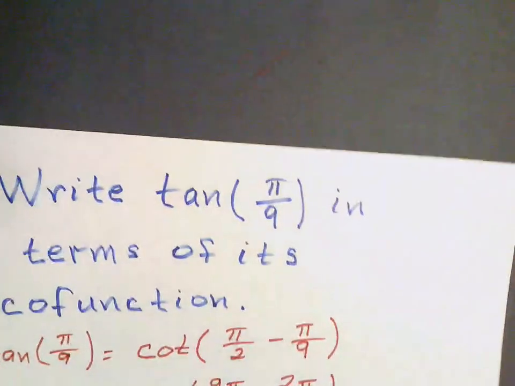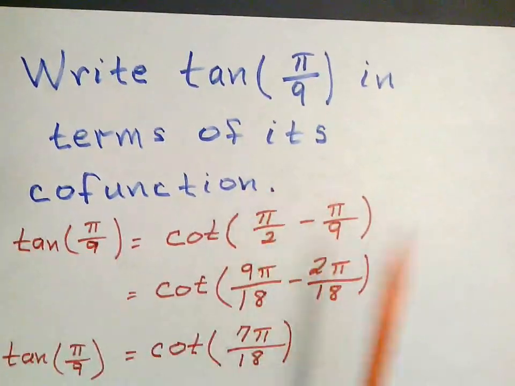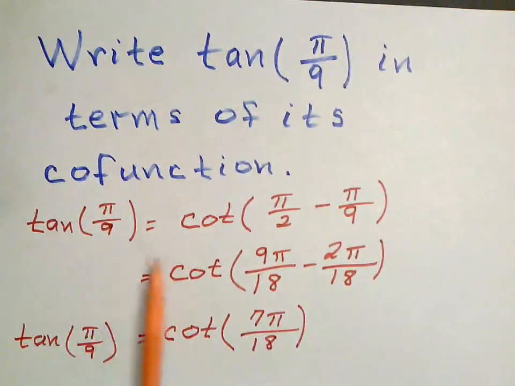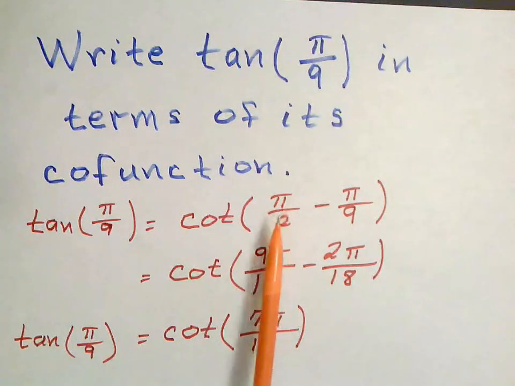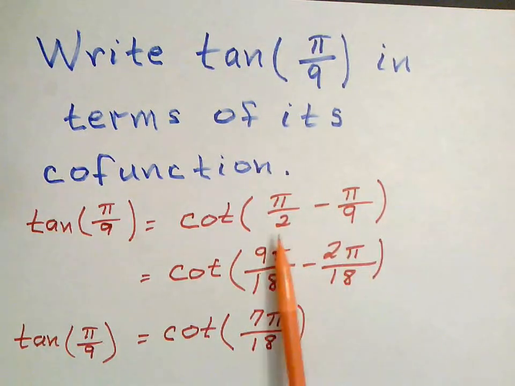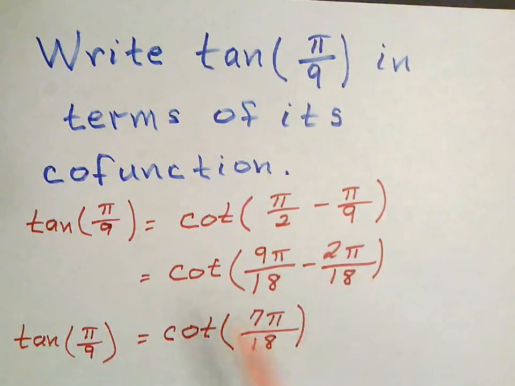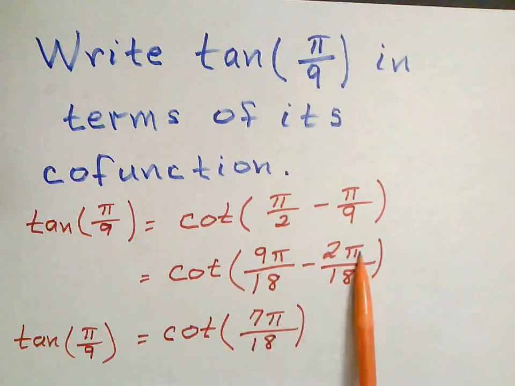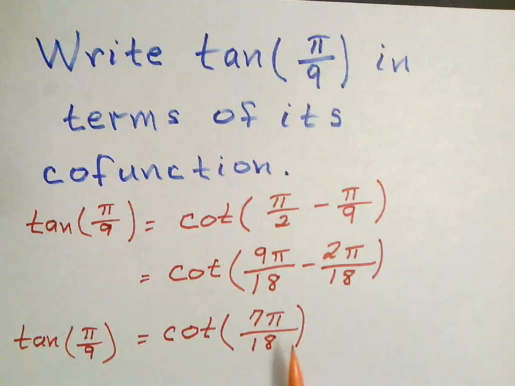So let's look at another example. Write the tan of pi over 9 in terms of its cofunction. Well, the tan of pi over 9 is the same thing as the cotangent of pi over 2 minus pi over 9. Well, the least common denominator for 2 and 9 will be 18. So this is 9 pi over 18 minus 2 pi over 18, which gives us 7 pi over 18. So the tan of pi over 9 is the same thing as the cotan of 7 pi over 18. And remember, as you are watching this video, stop, rewind, review. My love goes out to you.